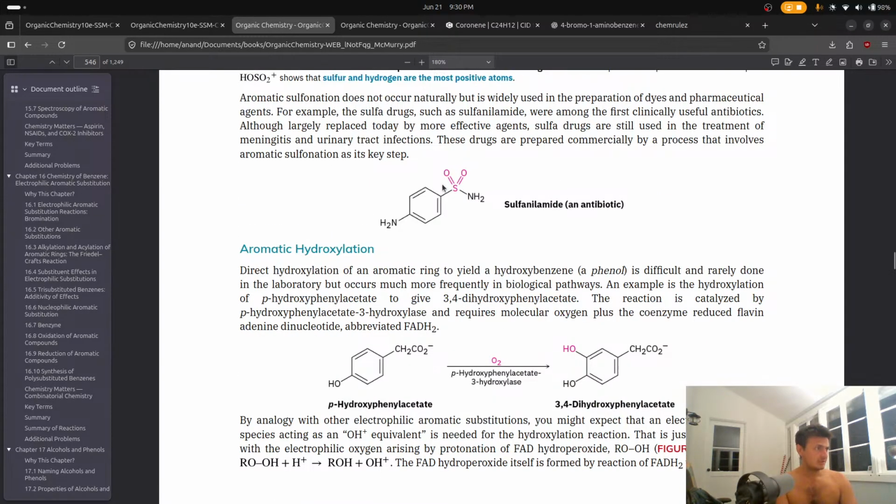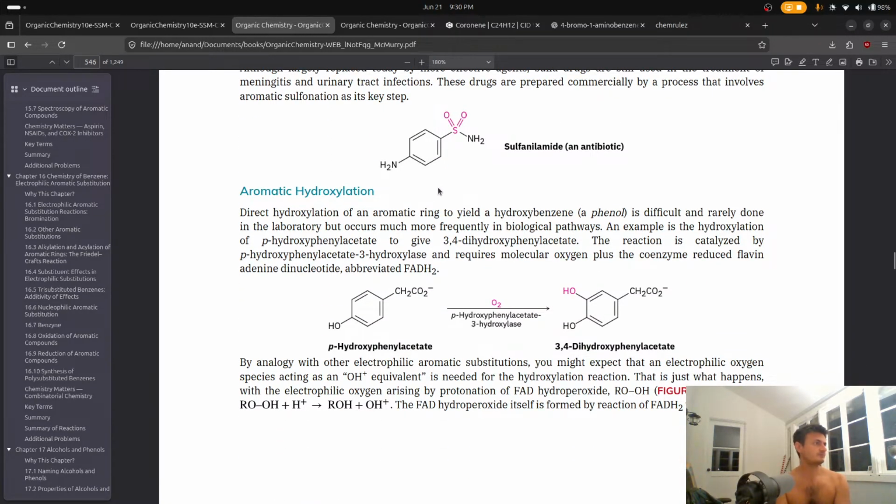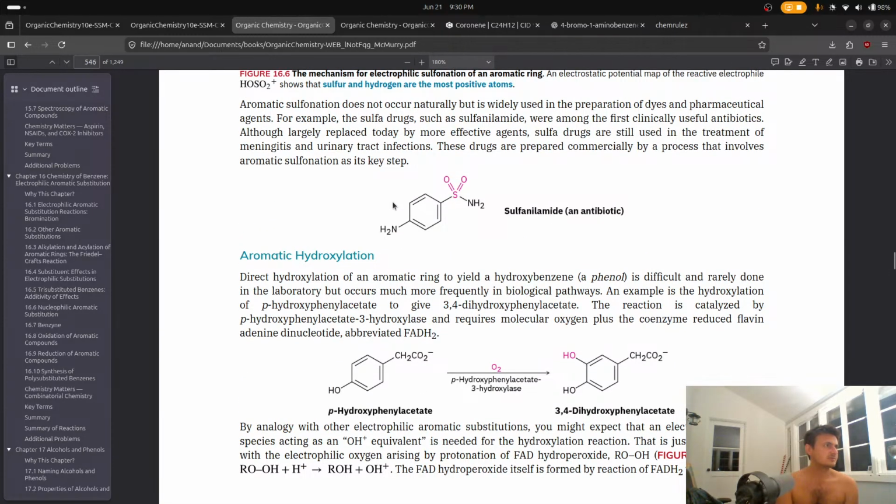All right. Aromatic hydroxylation. Direct hydroxylation of an aromatic ring to yield hydroxybenzene or phenol is difficult and rarely done in the laboratory, but occurs much more frequently in biological pathways. An example is the hydroxylation of para-hydroxyphenylacetate to give 3,4-dihydroxyphenylacetate.